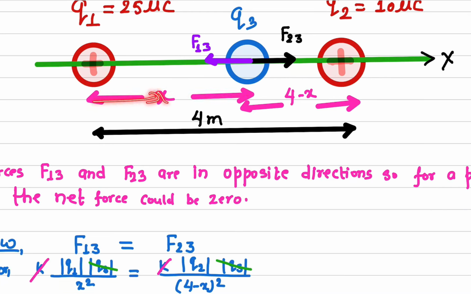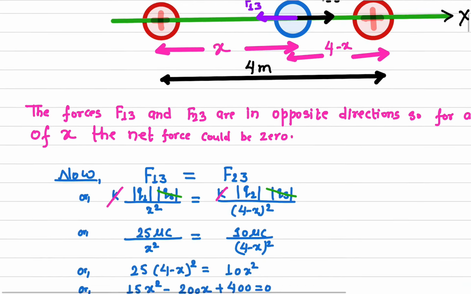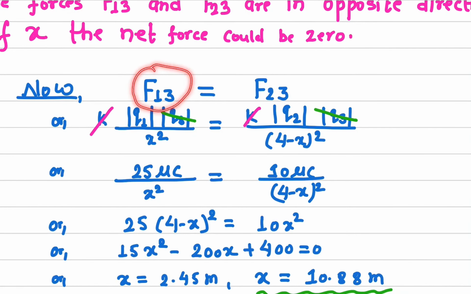If this is x and this is 4 meter, then the distance between Q3 and Q2 will be 4 minus x. Okay, this is 4 and this is x, so this distance will be 4 minus x. And now we already know the direction of F13 and F23, and these two forces must be equal in order to have the resultant force on Q3 be 0. So what does that mean? F13 must be equal to F23.